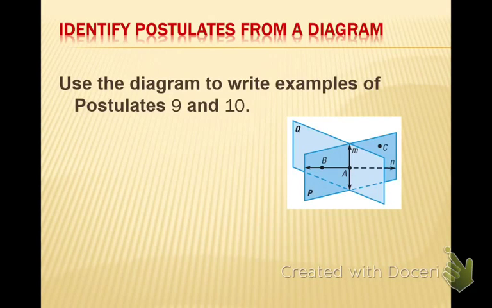Postulate 9: a plane contains at least three non-collinear points. Okay, a plane contains at least 3 non-collinear points. So using points in the drawing, what could we say? Do we have 3 non-collinear points in a plane in the drawing?